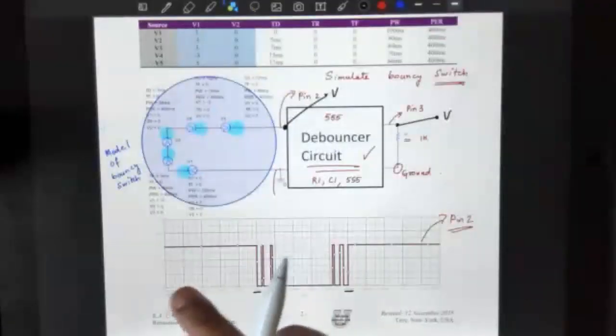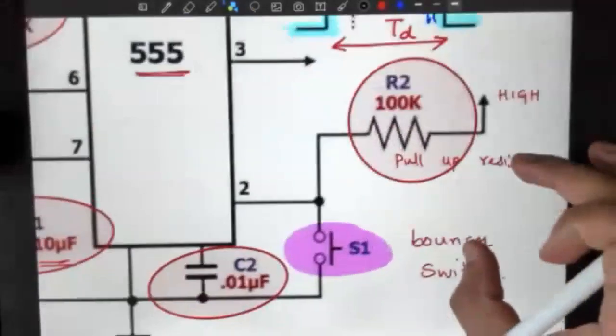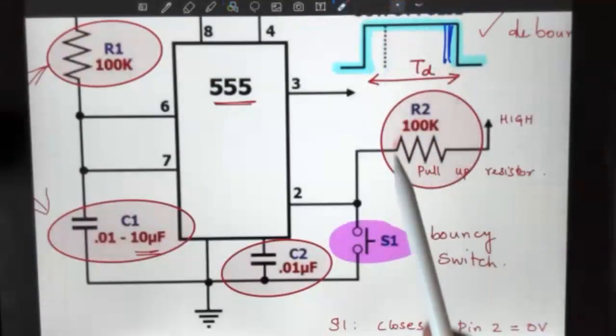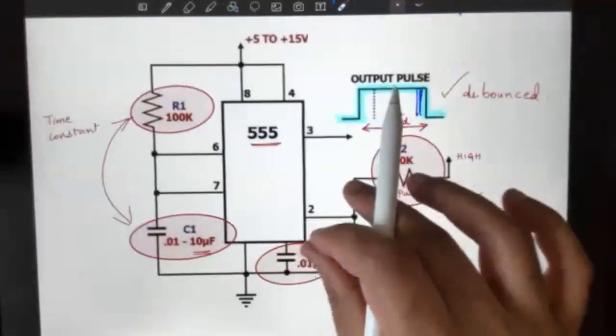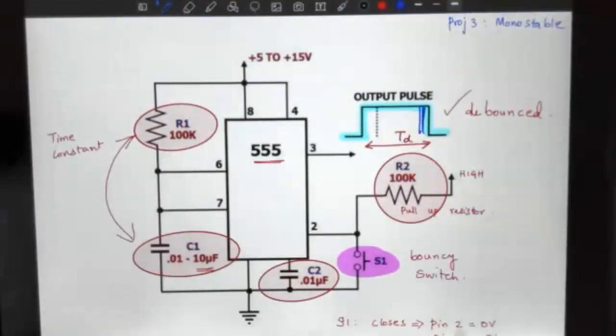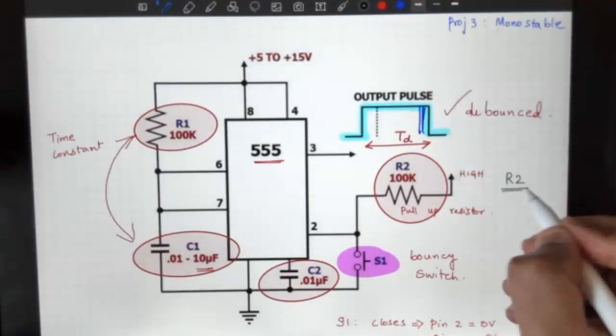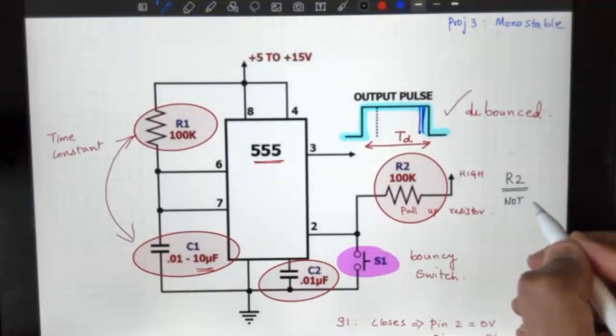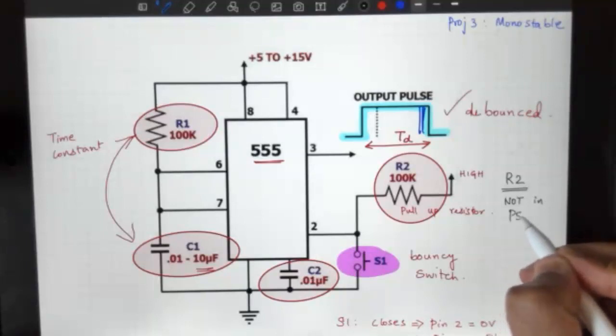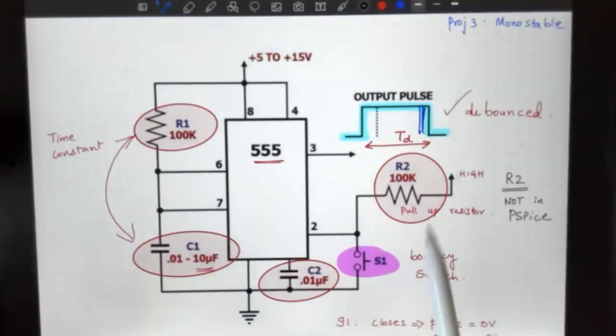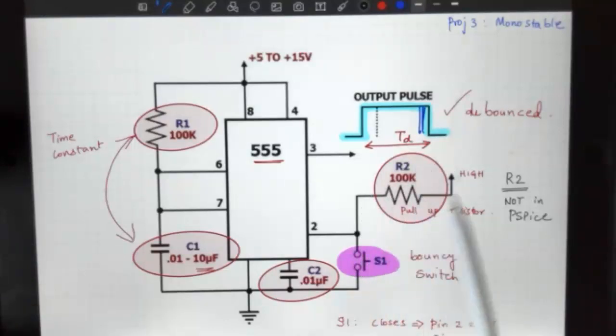In simulation, you don't have this. By the way, this is going to be important. In simulation, you don't have the pull-up resistor. Don't use the pull-up resistor in simulation. And if you read through the project 3 write-up, you will find that out. But R2, the pull-up resistor, is not present in simulation, not in PSpice. So you will have all the circuitry except for the R2 being connected to high when you do that simulation. These details are of course present in the experiment write-up, but that's what you need to do.